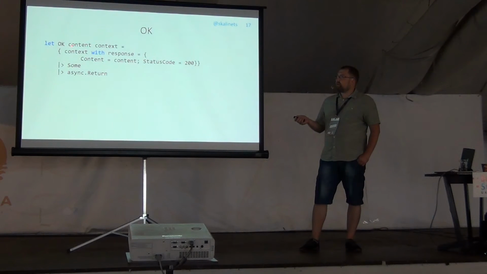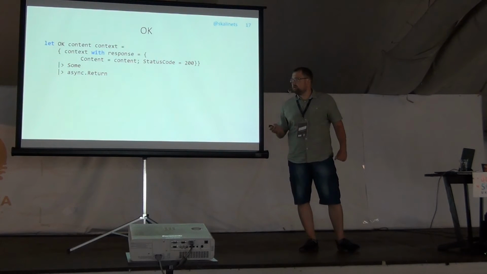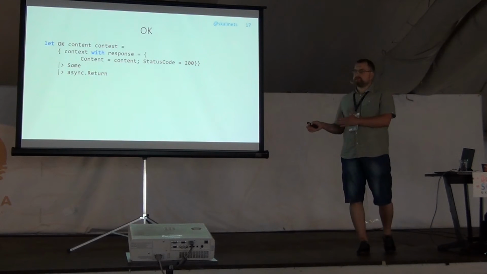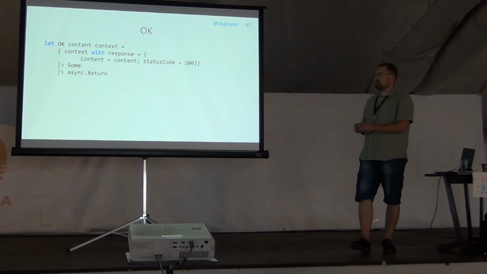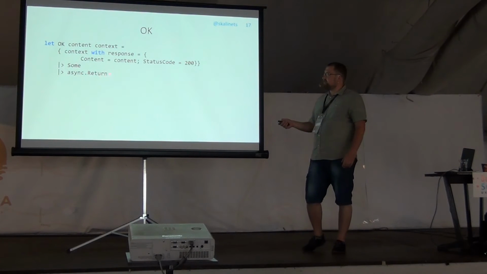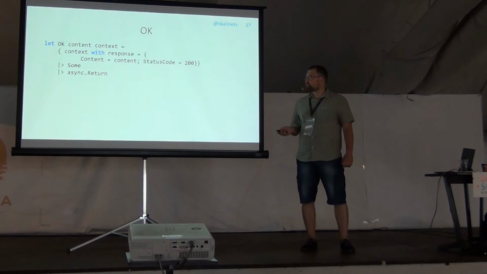Then we convert this context into an option using Some. An option may have two values: either Some of something, in this case context, or None, which is just nothing. And we are packing this into async return, so it's kind of like a task from result.